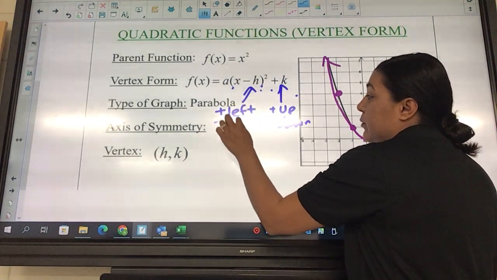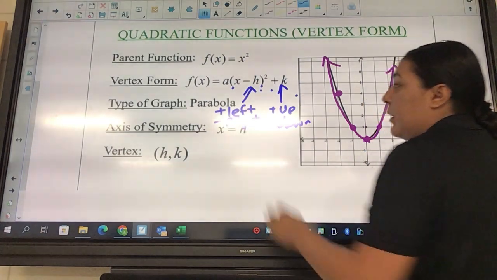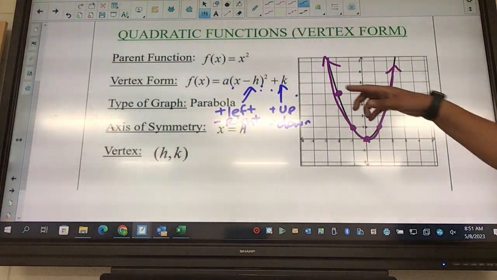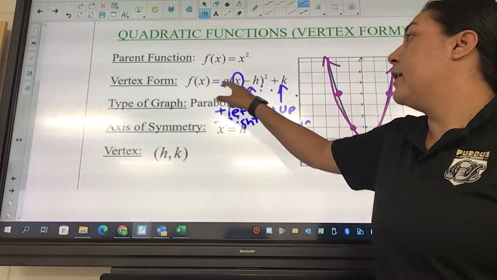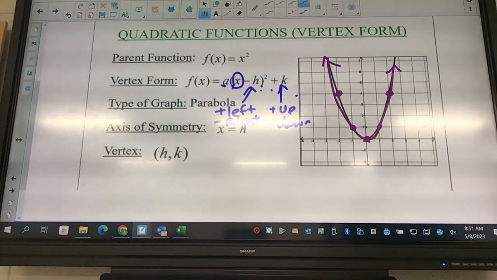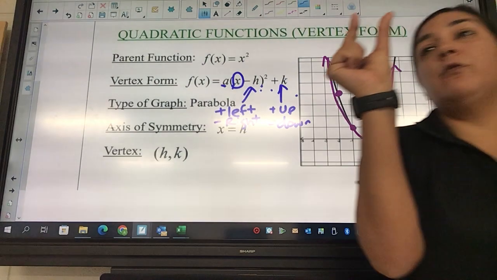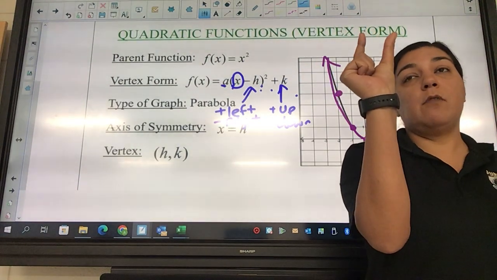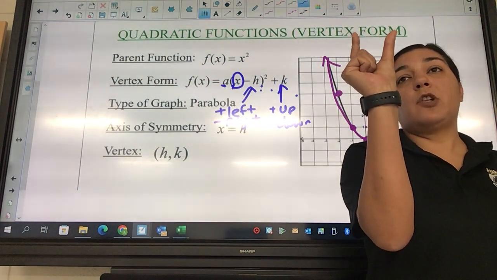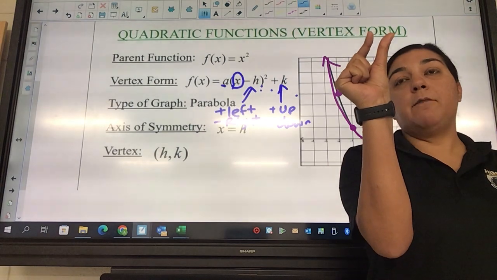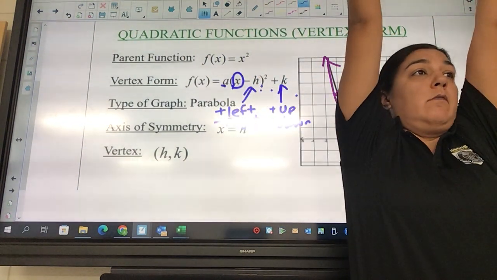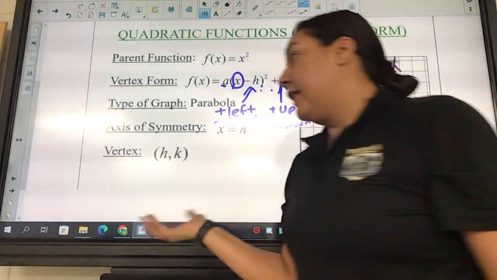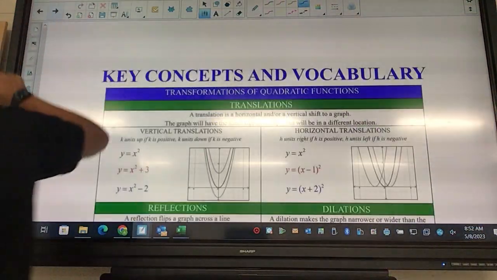Okay, and then the minus, we're going to the right. For the A, because you see that there's an A here, every single one of these with the X will always be there, okay? For the A, that's going to be a stretch or compression. So rather than our U looking like this, which is our regular one, it's either going to be stretched way out or way in, meaning it's going to be really fat and wide or really tall and skinny, okay? So that's what that A is going to do, and it can flip it upside down.